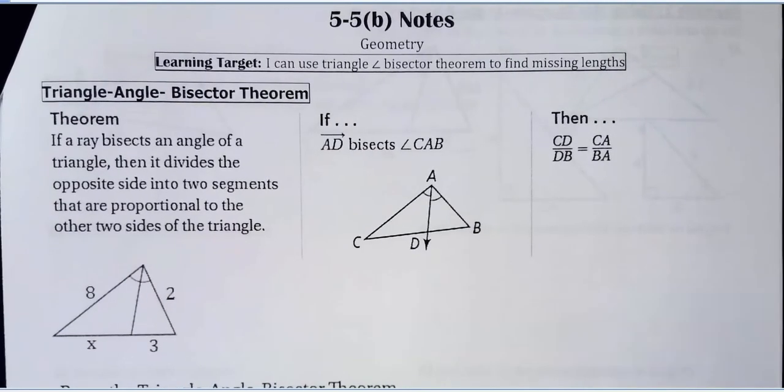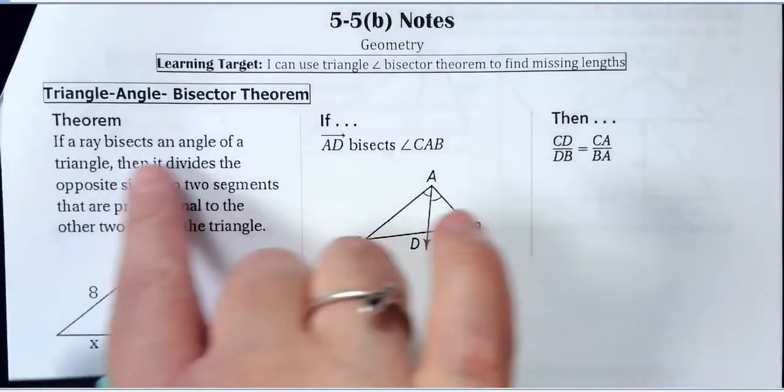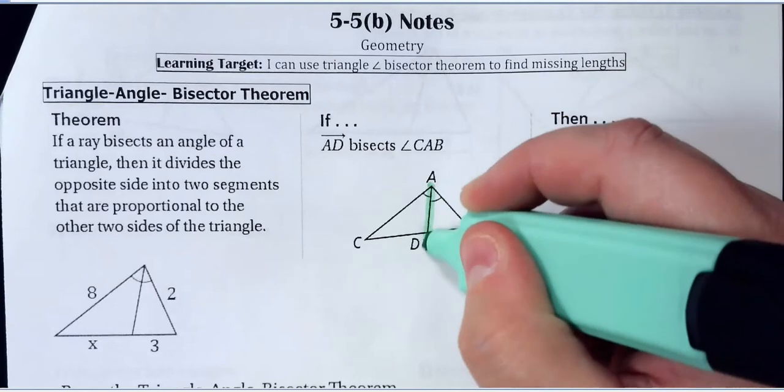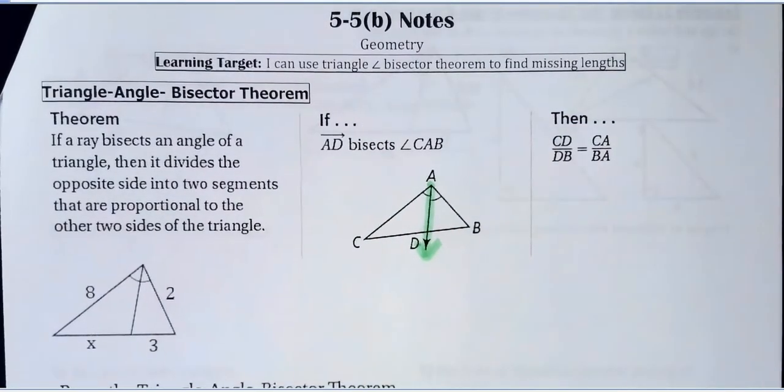Okay guys, we're going to do the second half of 5-5 today, and we're going to work with the triangle angle bisector theorem. I'm going to skip the proof here just to get you the theorem, and this is going to say if a ray bisects an angle of a triangle. So bisect an angle means I cut the angle into two equal angles there.